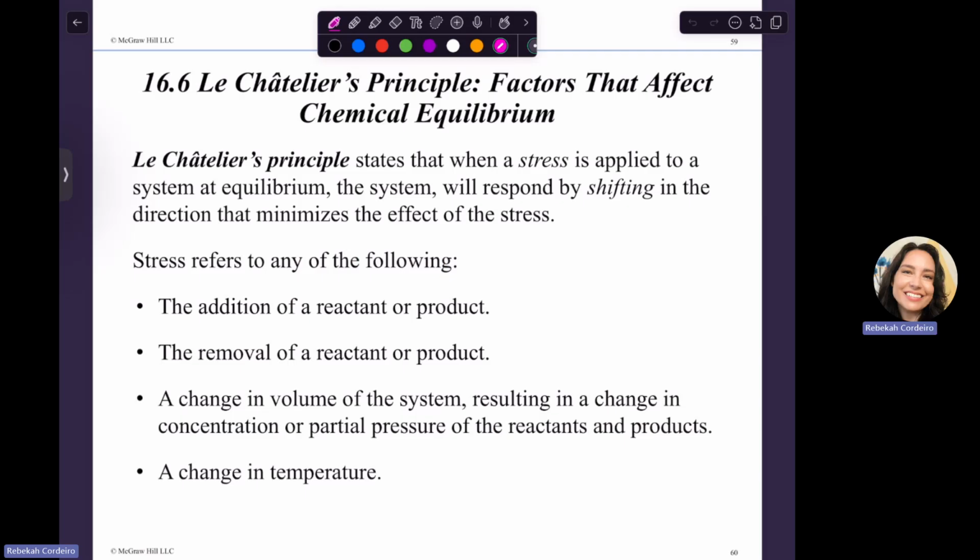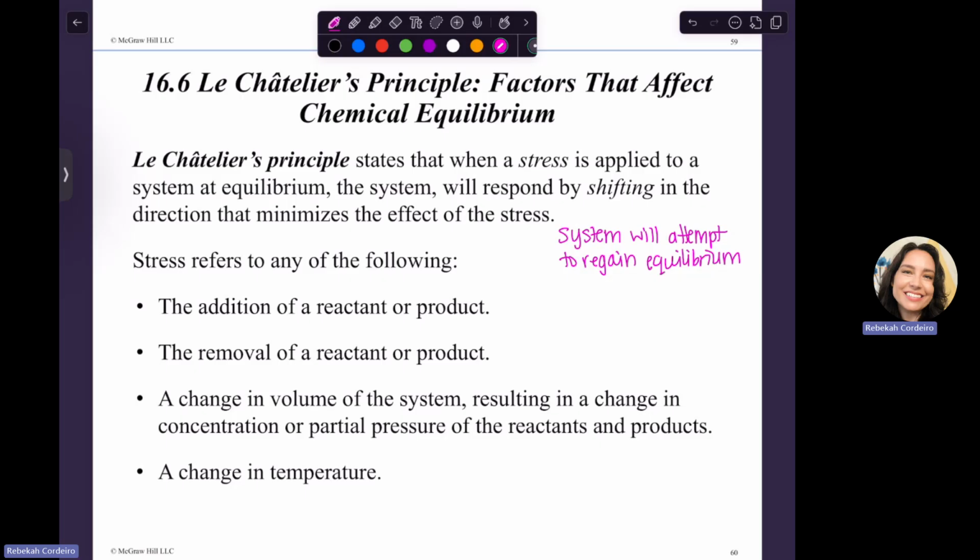So essentially the system will attempt to regain equilibrium. So if we're at equilibrium and something happens and we're no longer at equilibrium, the system is going to move to get to equilibrium.